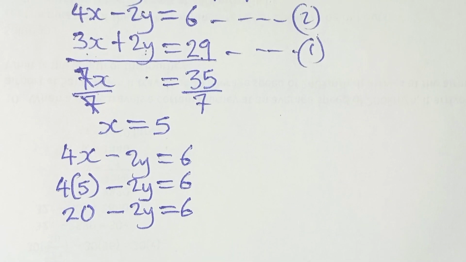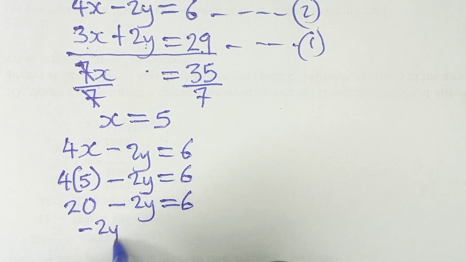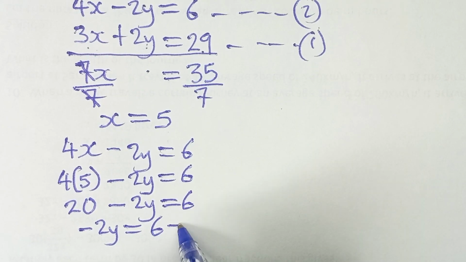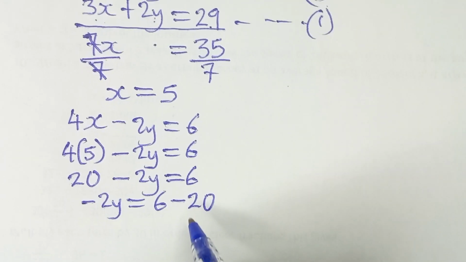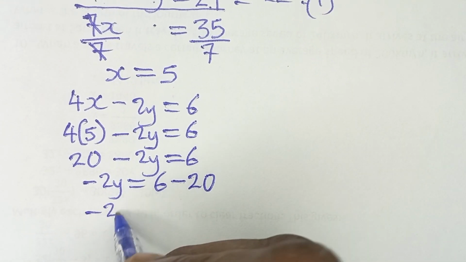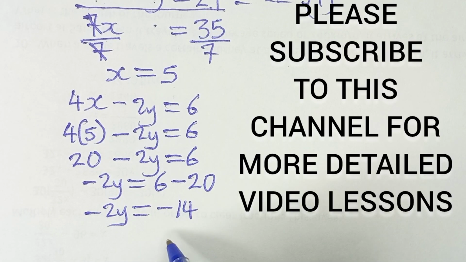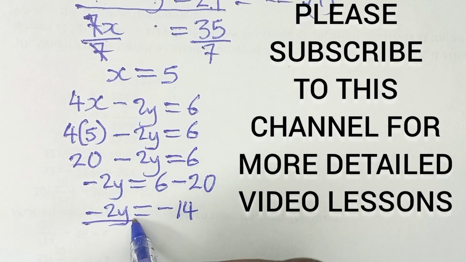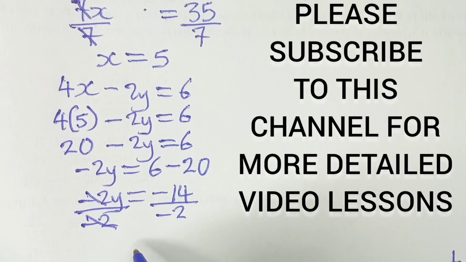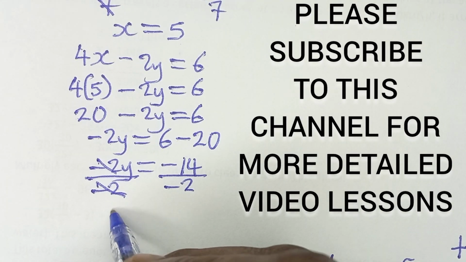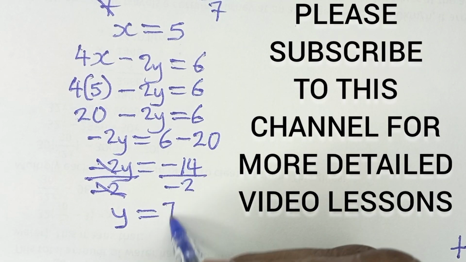So what I can do here is, let me leave my negative 2y on this side. So I say minus 2y is equal to 6 minus 20. When this positive 20 goes to that side, it becomes negative 20. So in that case, I have minus 2y is equal to 6 minus 20, which will give me minus 14. So I can now divide both sides by negative 2. Negative 2 cancels negative 2, and then I'm left with y on this side. So y will be equal to negative 14 divided by negative 2, which will give me positive 7.